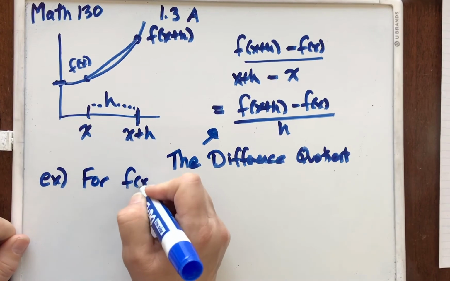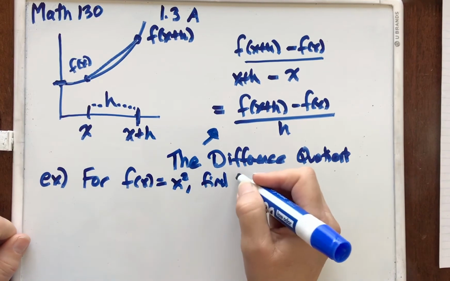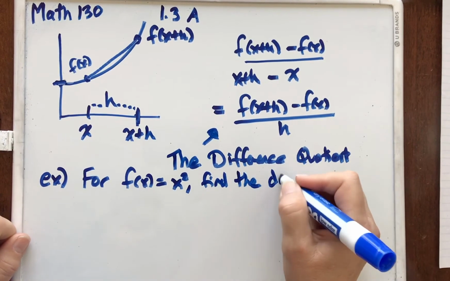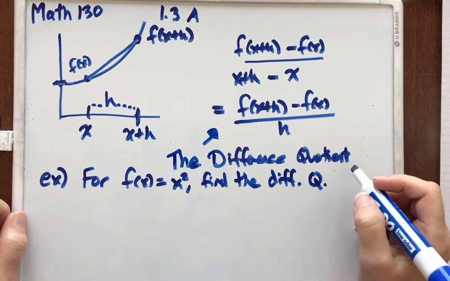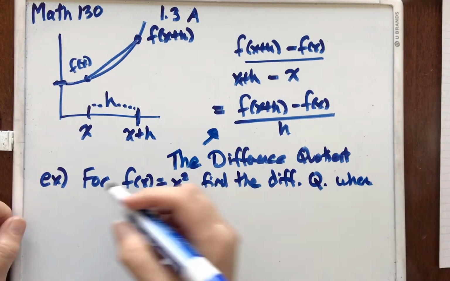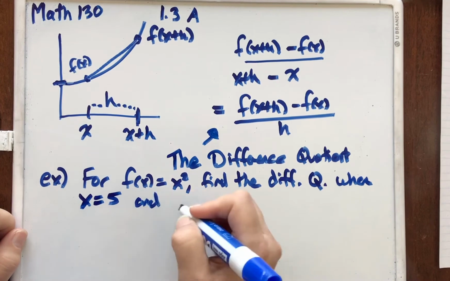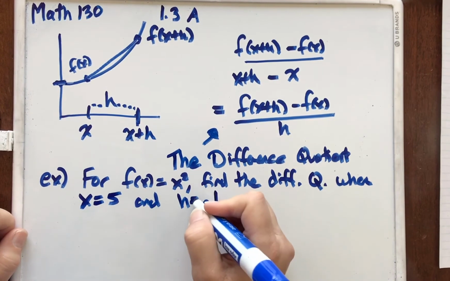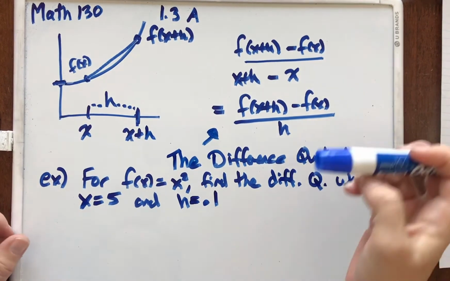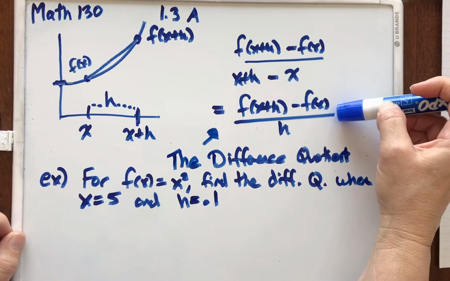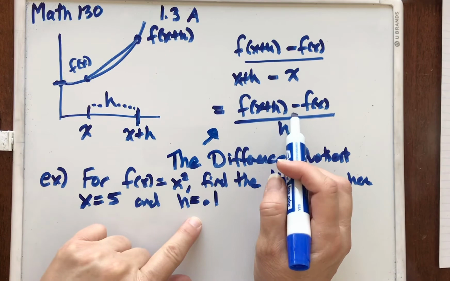For f of x equal to x squared, find the difference quotient. I'm just going to call it diff q, when x equals 5 and h equals 0.1. Okay, we're using this formula, and this is the easy way. We're going to put in x is 5 and h is 0.1.